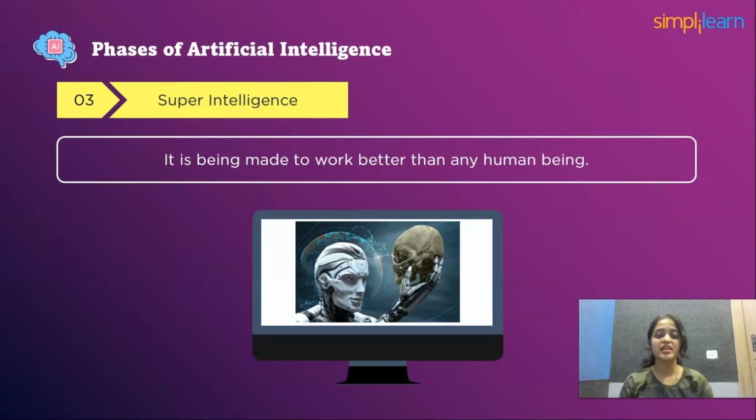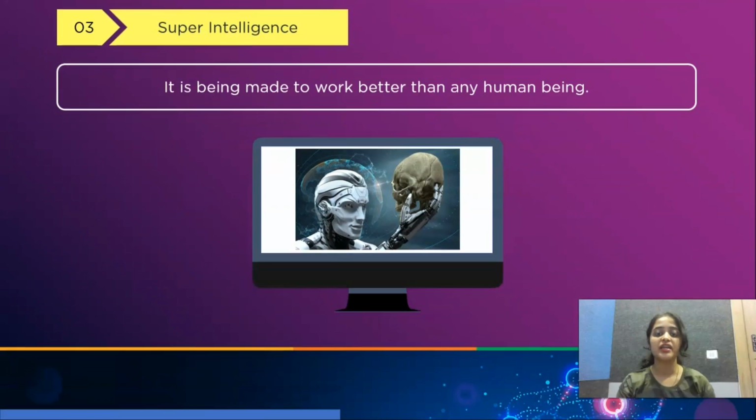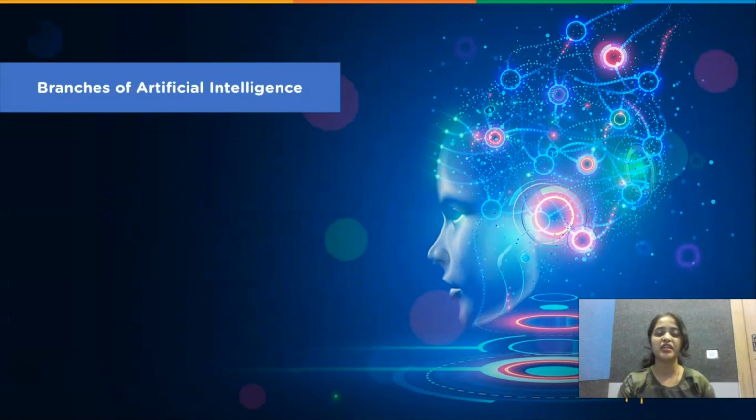Its existence is all hypothetical. Some of the critical characteristics of super AI include thinking, solving puzzles, making judgments and decisions on its own. Hope to see this development very soon. These are the phases of AI. Let us now cover different branches of artificial intelligence.